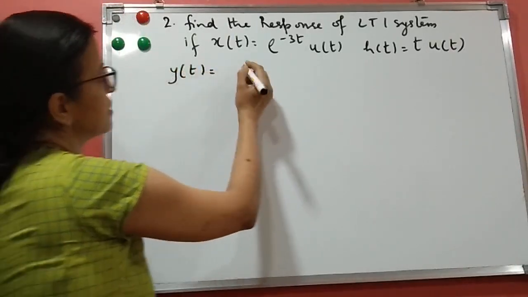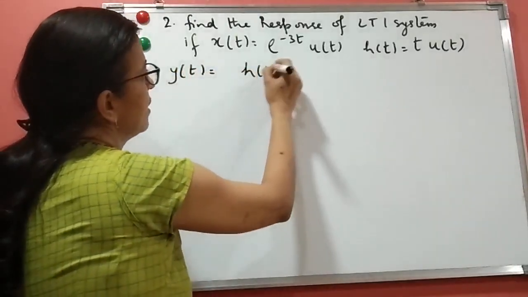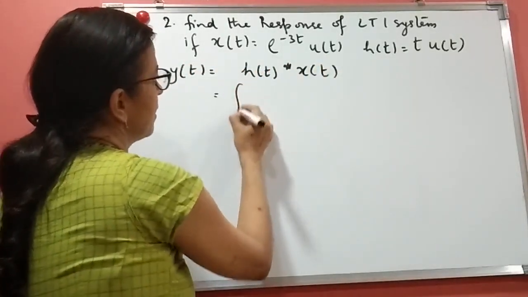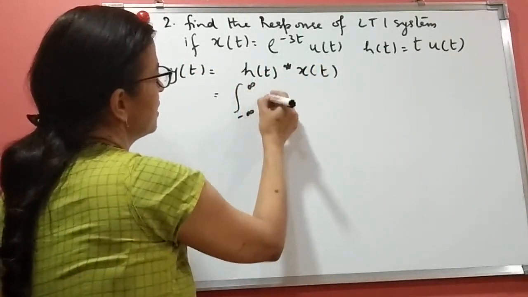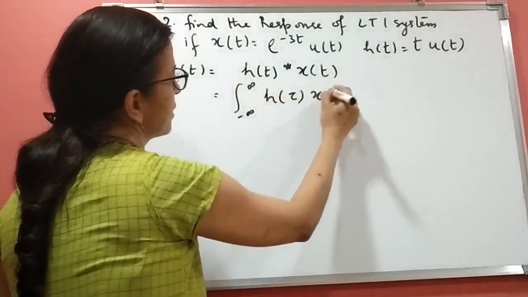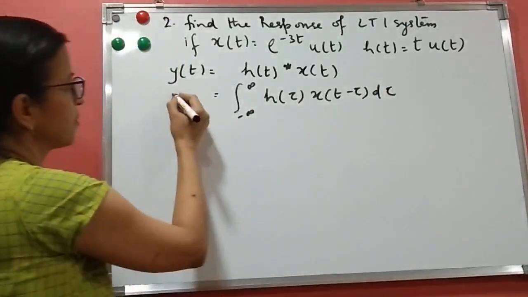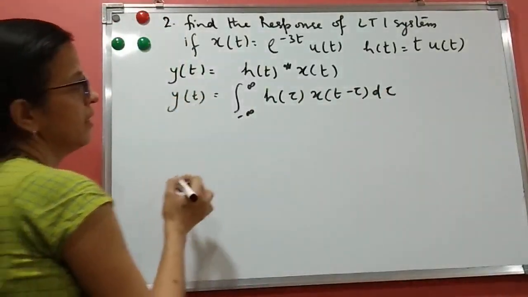y of t is h of t convolved with x of t, that is nothing but the integral from minus infinity to infinity of h of tau x of t minus tau d tau. This also we can write the opposite way because it follows the commutative property.